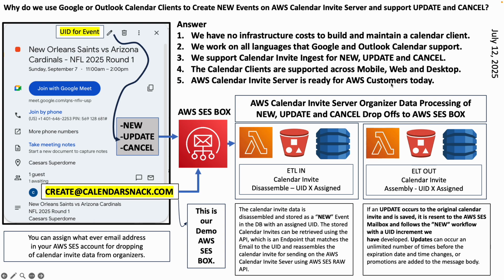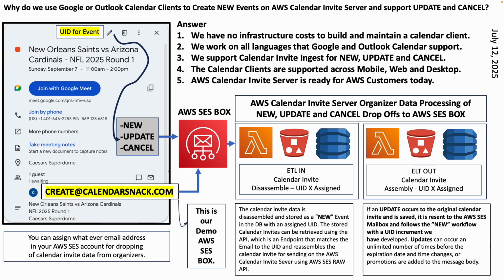customers today. So concept number one is when you use a calendar client off a device, it has an auto-registered UID for that event. We, or you, do not see that, but when you send the calendar invite to the AWS SES box, we actually track the UID by disassembling it when it hits the SES box through a process which we've built here using a series of lambdas and AWS SES and S3 and DynamoDB.